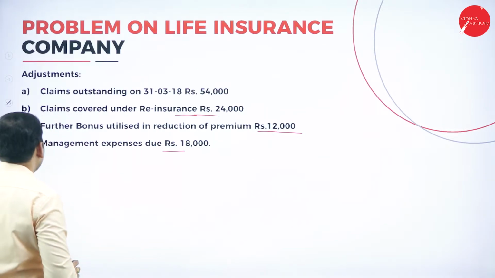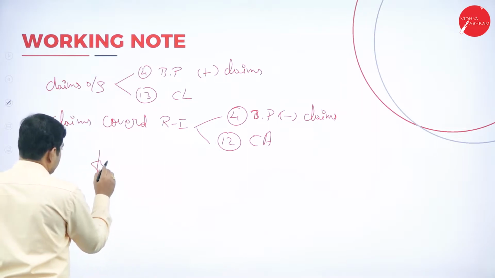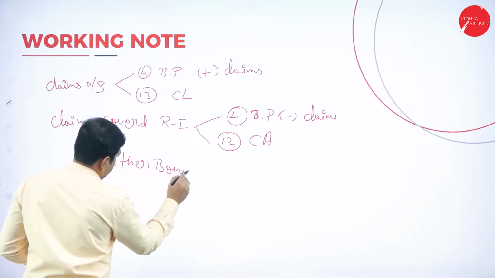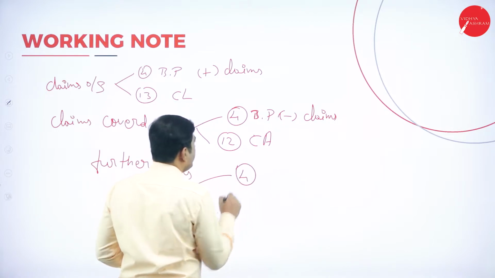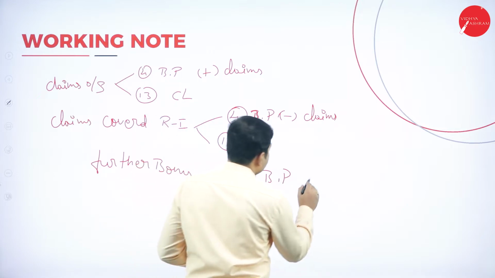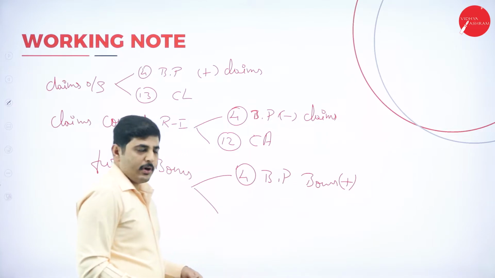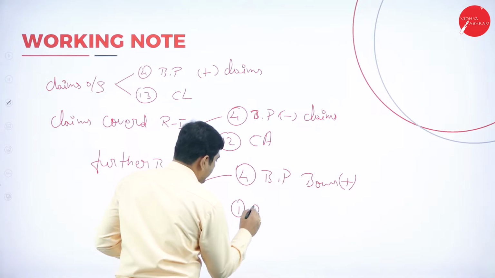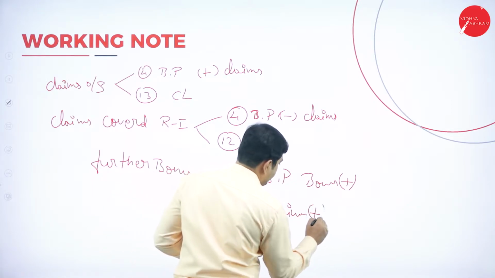Next one, further bonus utilized in reduction of premium. Now where we have to show further bonus, so go to the schedule number 4, benefits paid. Under benefits paid, go to bonus, add to bonus, add to the bonus under benefits paid, schedule number 4. Again schedule number 1, premium, add to premium.